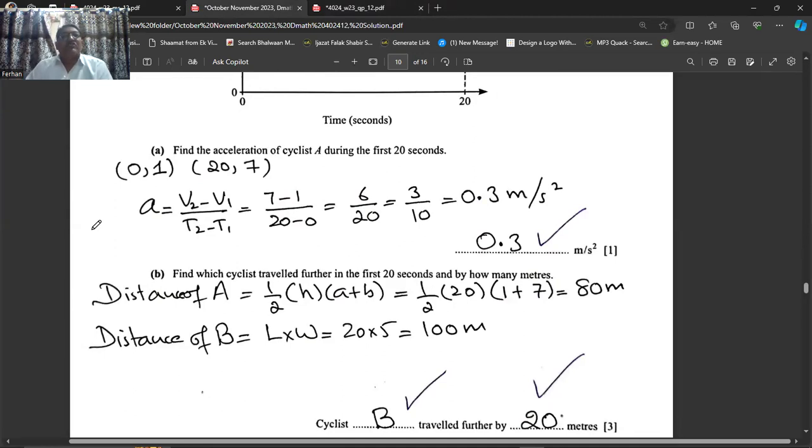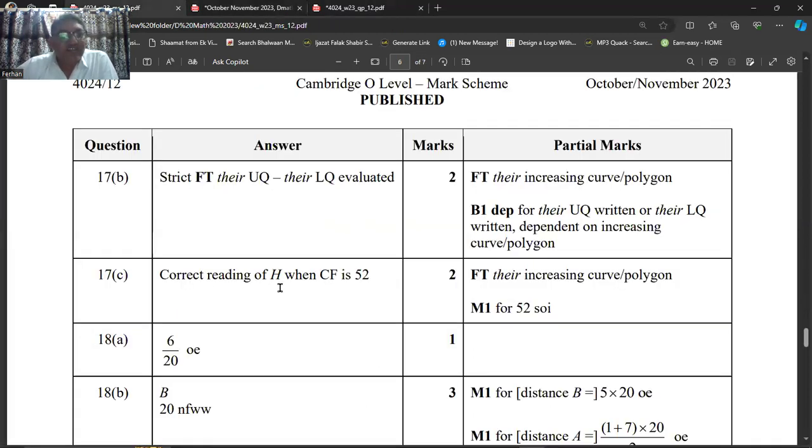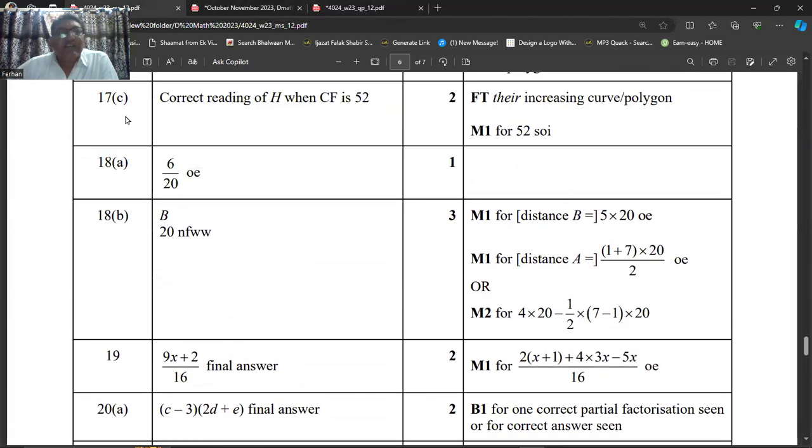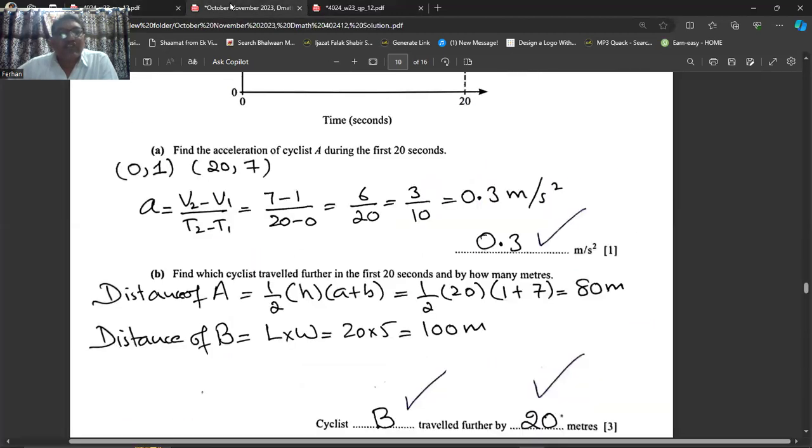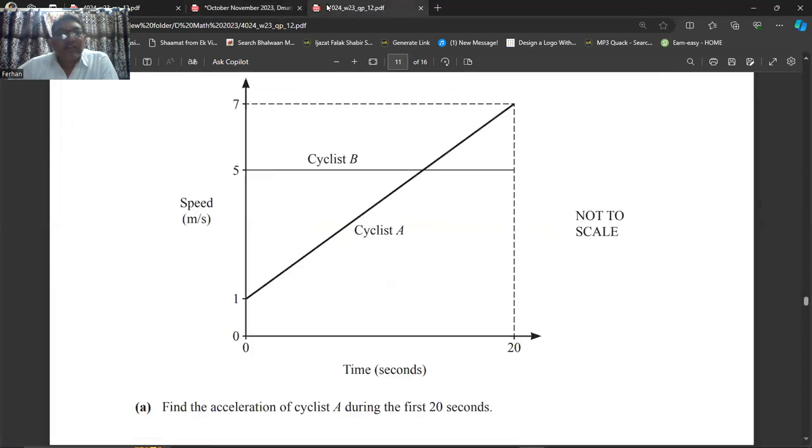So the acceleration is V2 minus V1 divided by T2 minus T1. So it will be 7 minus 1, and in the denominator, 20 minus 0, and that will be 6 divided by 20, and that is 3 by 10, so 0.3 meters per second squared. This is how you find the acceleration. 6 by 20 is the answer, sir. So our answer is also 6 by 20. So that is right.